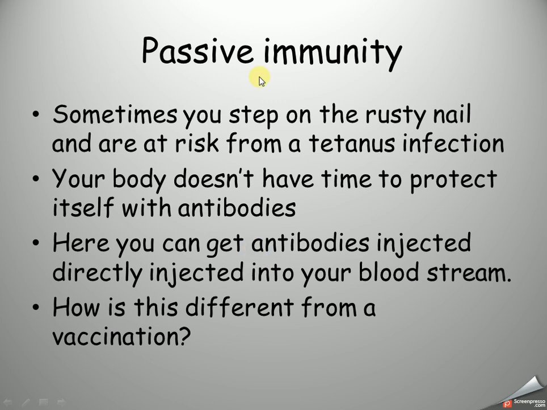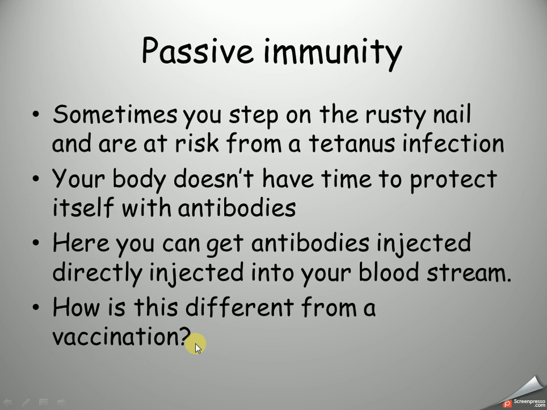Passive immunity. Now, everyone's stood on a rusty nail from time to time, although I haven't. If you do, you might be at risk from the tetanus bacteria, which can multiply really quickly and can make you quite ill. So you won't have the time to develop your own antibodies. If you ever stood on a rusty nail, you'll go into A&E or the walk-in centre, and what they'll do is directly inject the antibodies into your bloodstream to deal with the tetanus bacteria.